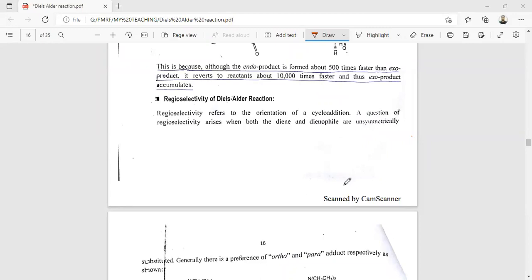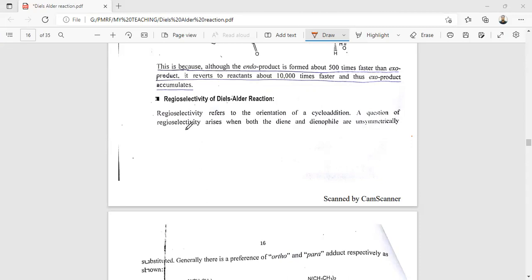So in this lecture, I will talk about the Diels-Alder reaction. In the previous lecture, I gave a brief introduction to the Diels-Alder reaction: how the relative rate of the reaction depends on the substitution on the dienophile or diene, how the stereochemistry is maintained in the resultant product, and how the substitution position on the diene affects the reaction rate. In this lecture, I will teach about the regioselectivity of the Diels-Alder reaction.